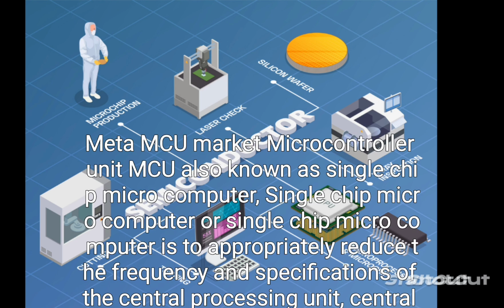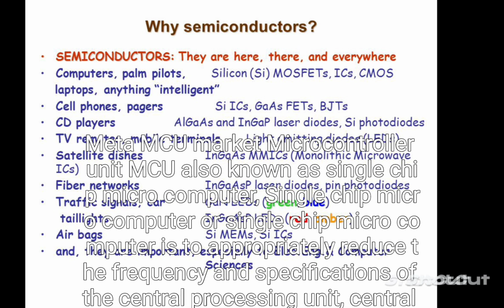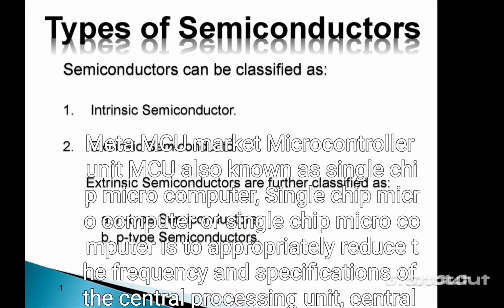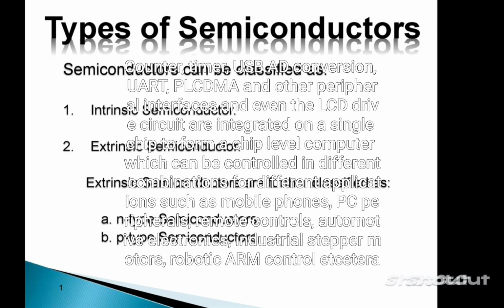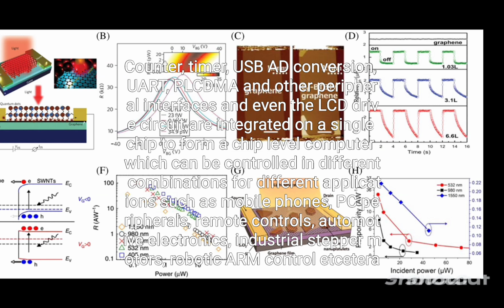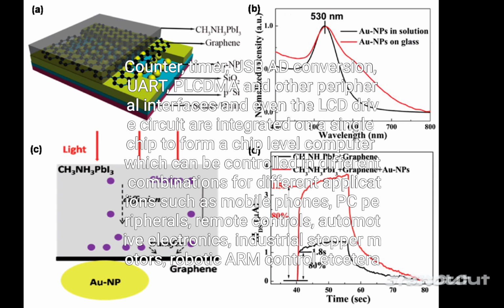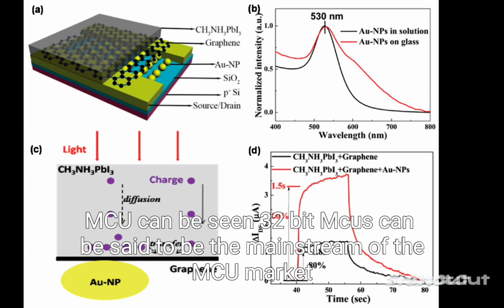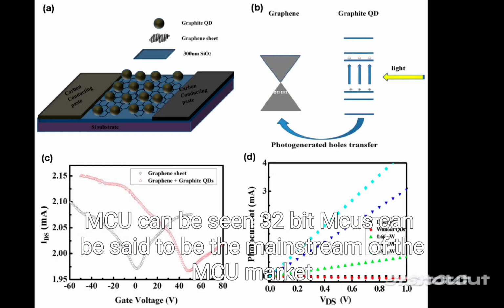MCU market. Microcontroller unit, MCU, also known as single-chip microcomputer, is to appropriately reduce the frequency and specifications of the central processing unit, CPU, and store the memory, counter, timer, USB, A/D conversion, UART, PLC, DMA and other peripheral interfaces, and even the LCD drive circuit are integrated on a single chip to form a chip-level computer, which can be controlled in different combinations for different applications, such as mobile phones, PC peripherals, remote controls, automotive electronics, industrial stepper motors, robotic arm control, etc. MCU can be seen everywhere. 32-bit MCUs can be said to be the mainstream of the MCU market.